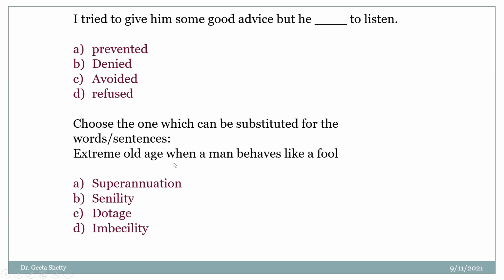Now look at the next one. Choose the one which can be substituted for the words or sentences. Extreme old age when a man behaves like a fool. Senility. Is it superannuation? Why is it not superannuation? Because that is retirement. Superannuation would be retirement.